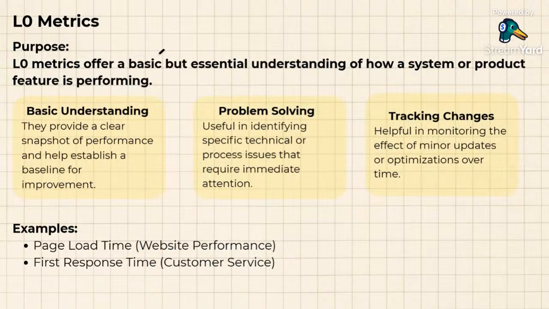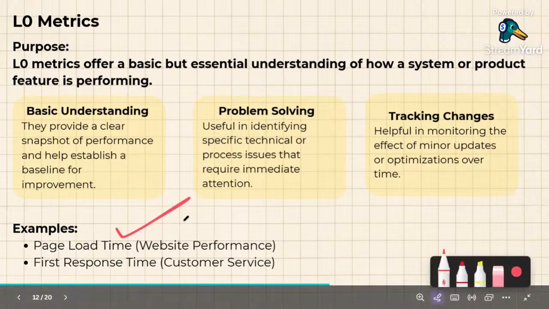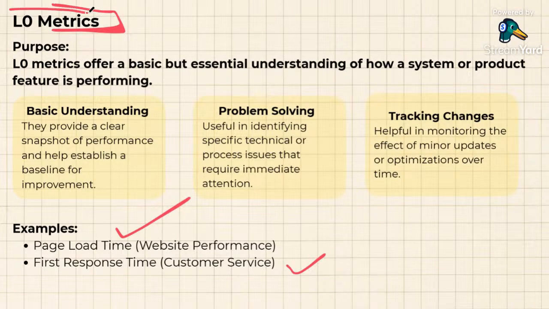Next we have the L0 metrics. L0 metrics are the very basic metrics, but they give us a base level understanding of how the product is performing, and they help us identify the very basic problems associated with the product or the business. For example, the time taken to load the website, or the first response time in the case of customer service. So L0 metrics are basic level metrics which help us with the company's performance on a baseline level.